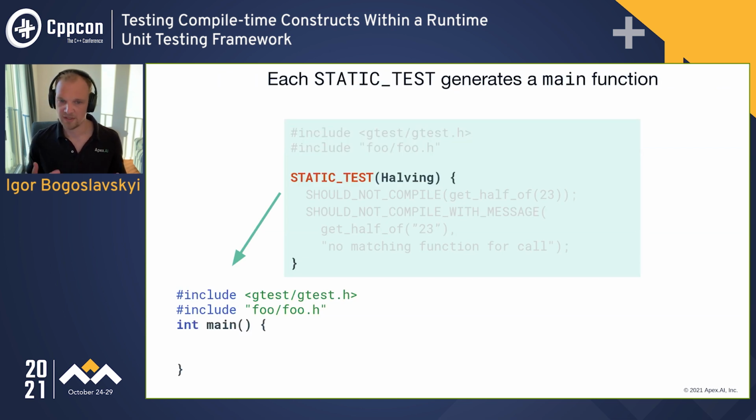The next step is that every static test generates a main function that we want to use within our generated file, and it could be anything. But we decided that we have to have some form of a main function to run it or to build it properly. The whole idea here is that we have to be able to build it, and that's basically it.